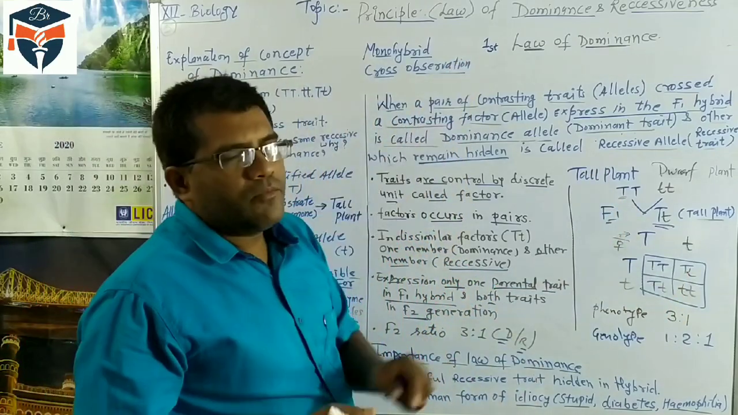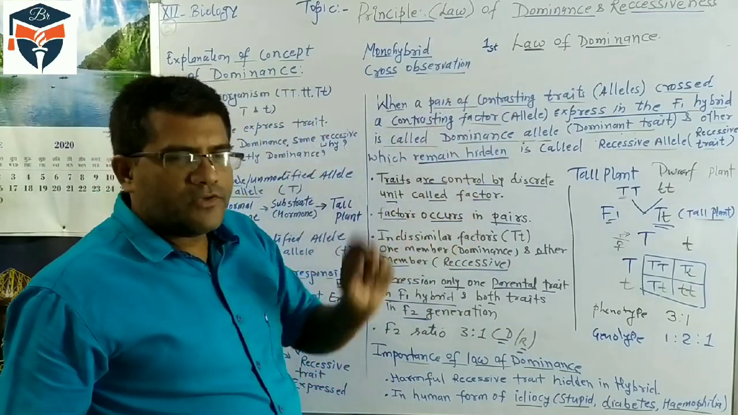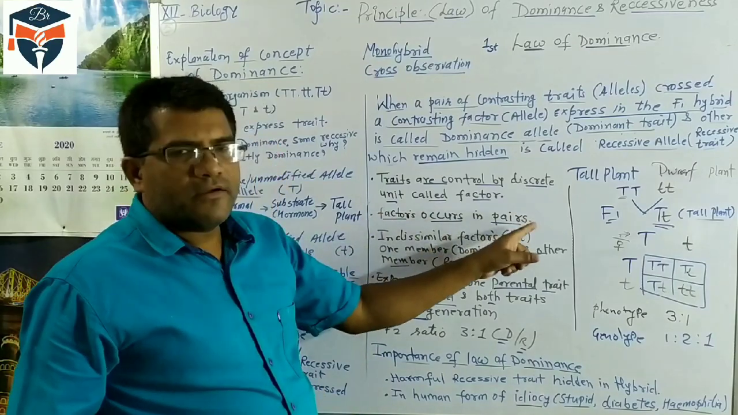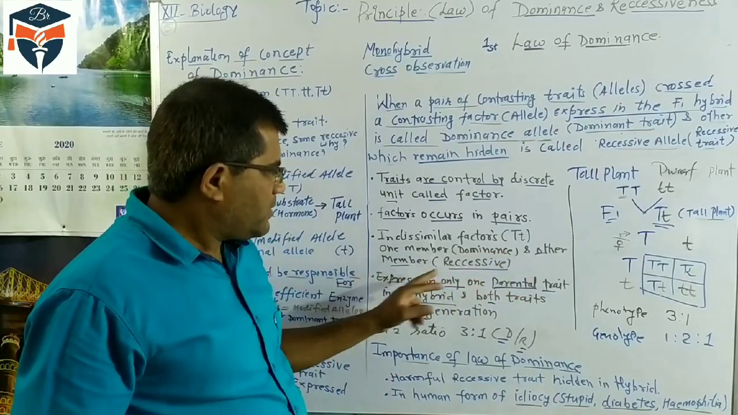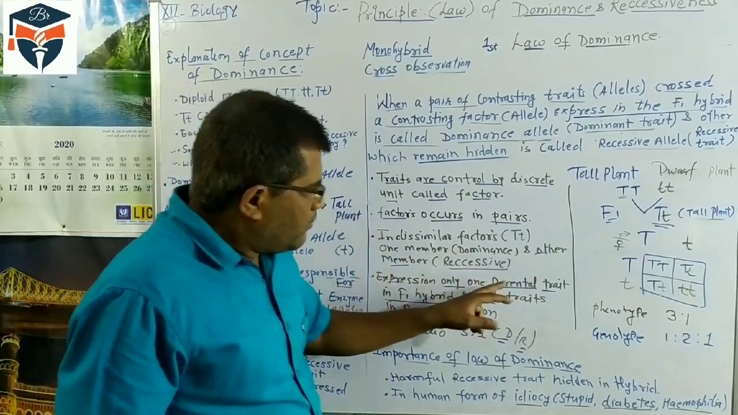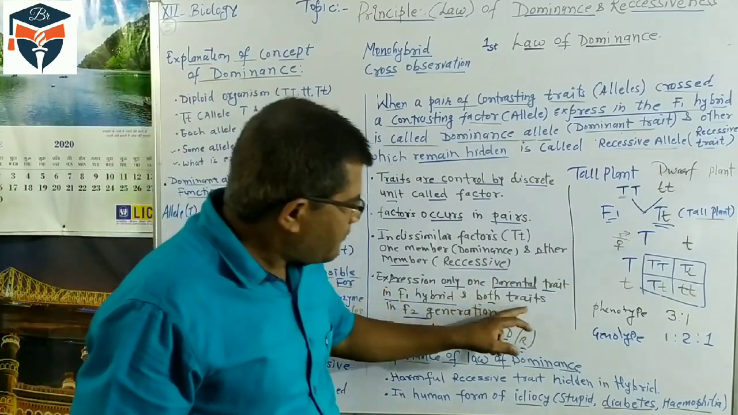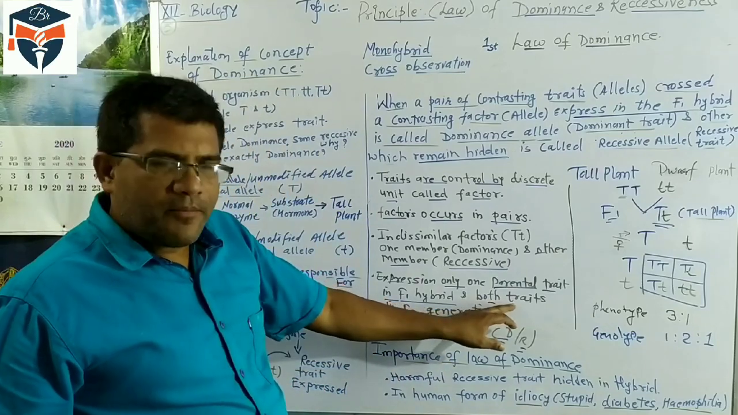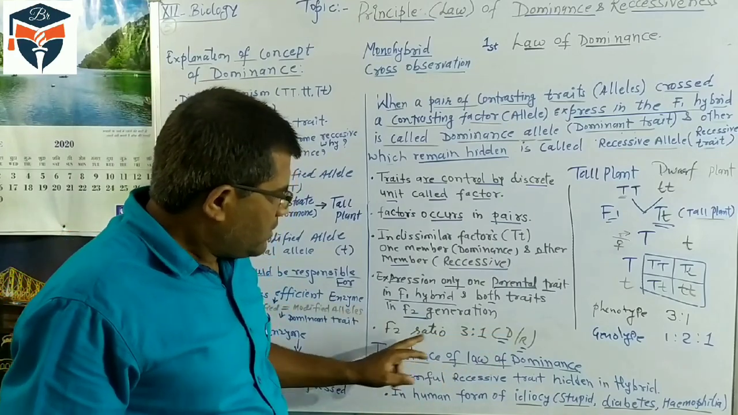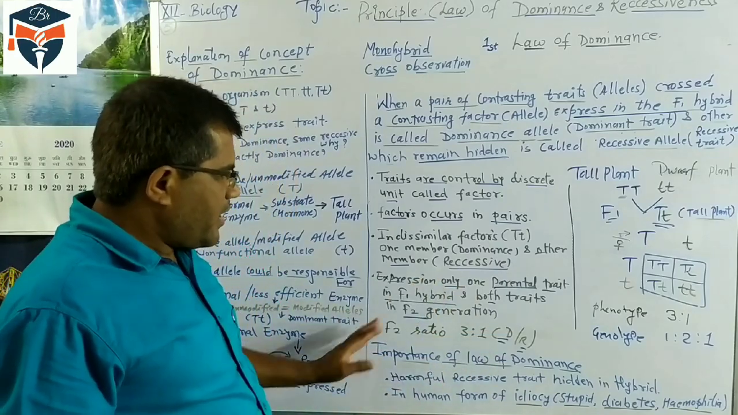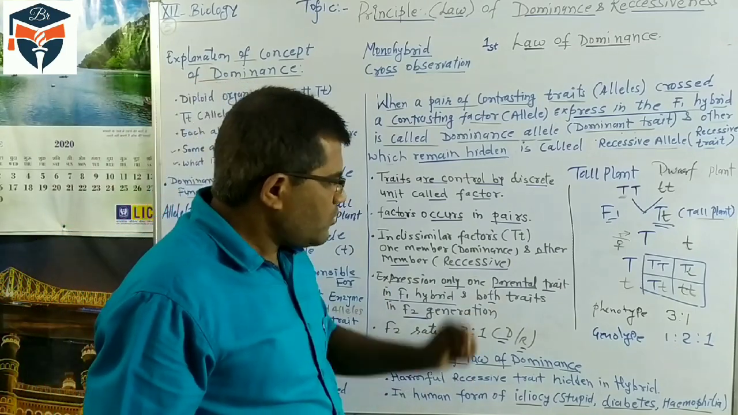So in the law of dominance, we have to write: traits are controlled by discrete units, which are called factors. Factors occur in pairs. In dissimilar factors, one member is dominant and the other is recessive. Only one parental character appears in the F1 hybrid, but in the F2 hybrid, both characteristics appear. The ratio of dominant trait to recessive trait in the F2 generation is 3:1.